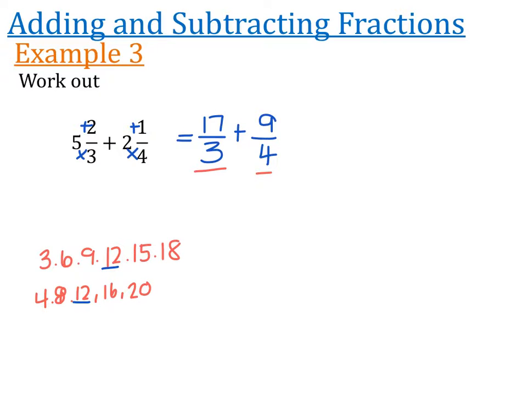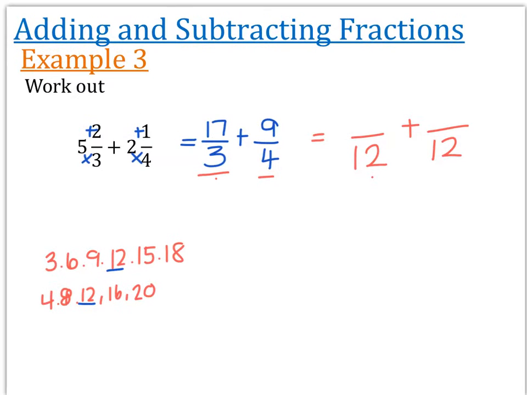So I'm going to make two new fractions, and they're both going to be out of 12. So out of 12 and out of 12. Now I have to ask myself, how do I get from 3 to 12? And that is times by 4. So I'm going to times the bottom by 4 and the top by 4. 17 times by 4, that is 68. And then I'm going to ask myself, how do I get from 4 to 12? And that's times by 3. So I'm also going to times the top by 3. That's 27. So now I have to go ahead and add those two together.